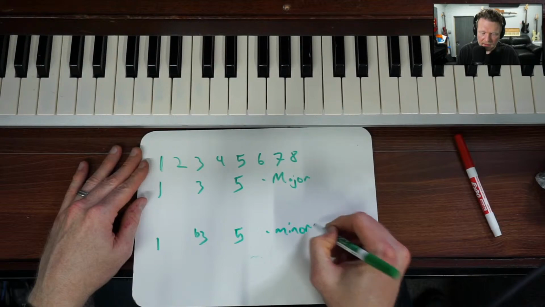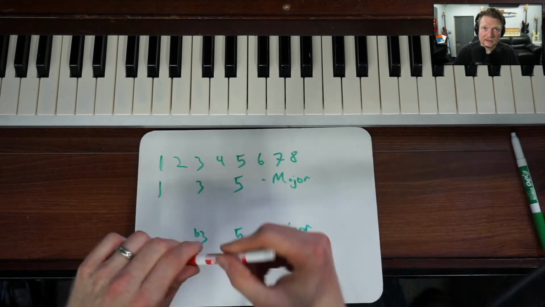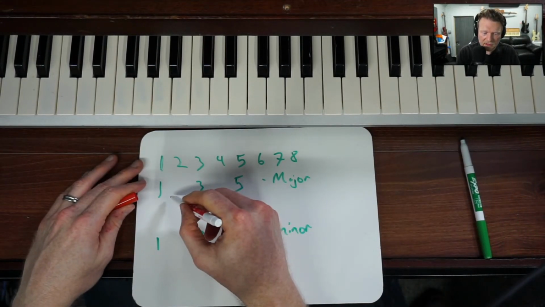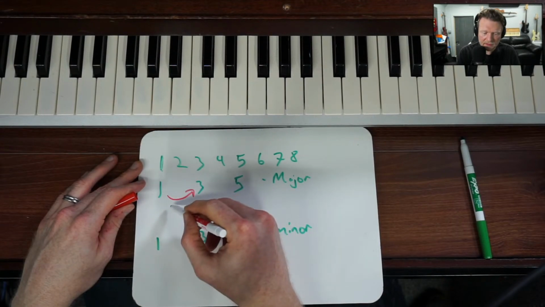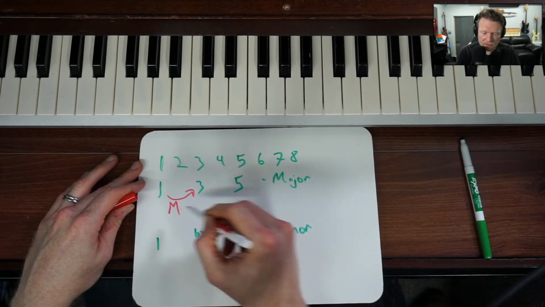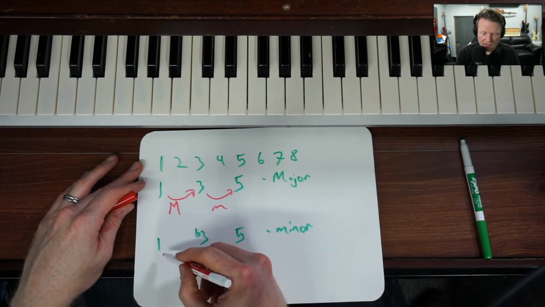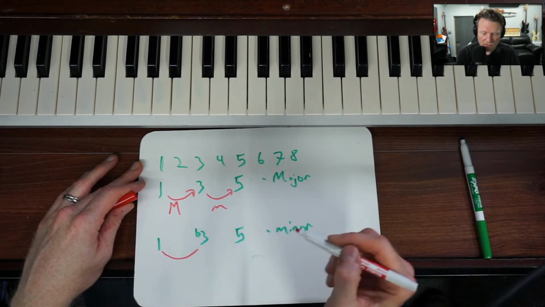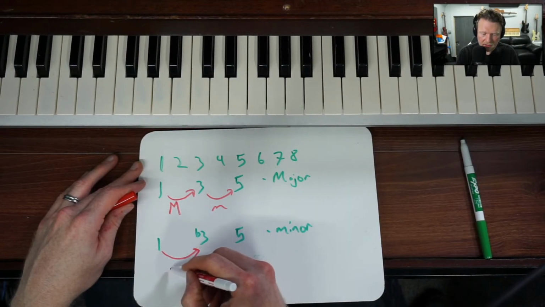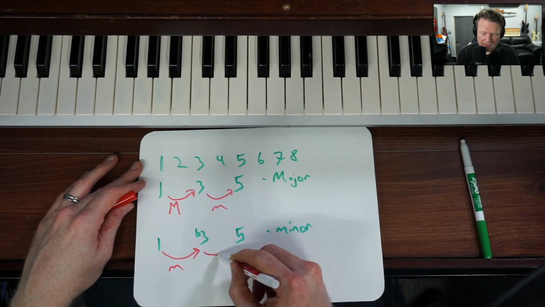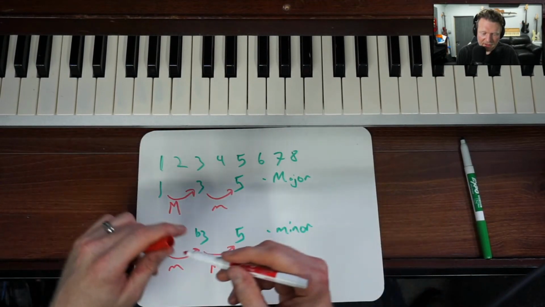And then again, I'll write it in different colors. It's a little bit easier to see. Then you have your intervals. So this interval here is going to be major. This interval here is going to be minor. And then this interval on the minor chord, the first one is going to be minor, and the second one is going to be major, just like that. So there you go. There you have it. That's it.